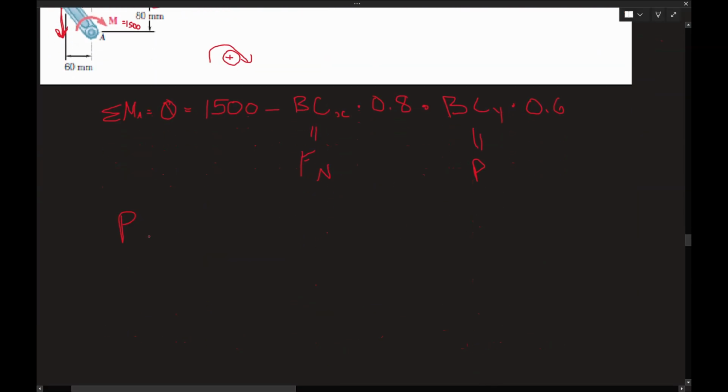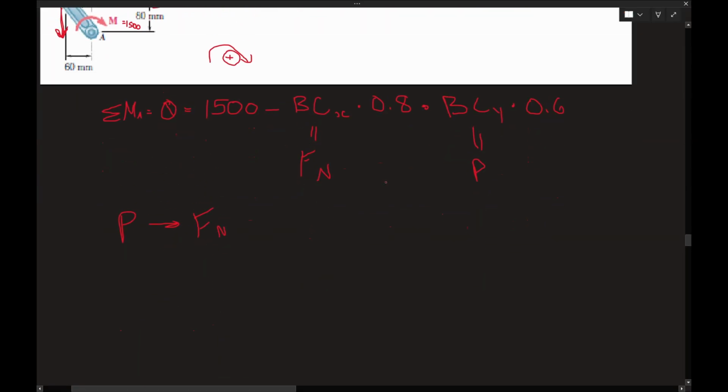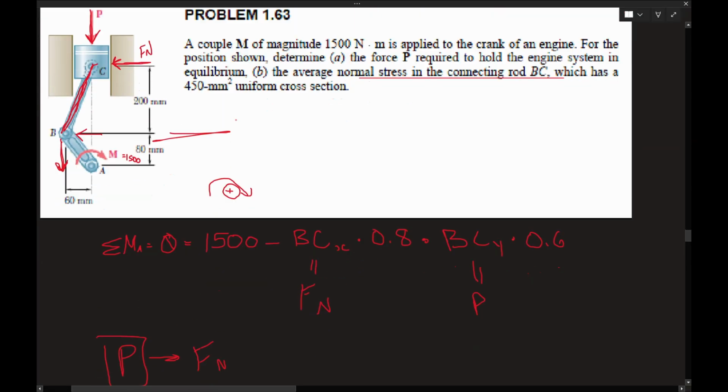You can find P relative to Fn, as I said before, because it's just this triangle. So when you find them relative to each other, you plug them back into this equation and solve for P, the P required to hold the engine in equilibrium. And then you have your answer. That's it, that's the whole thing.